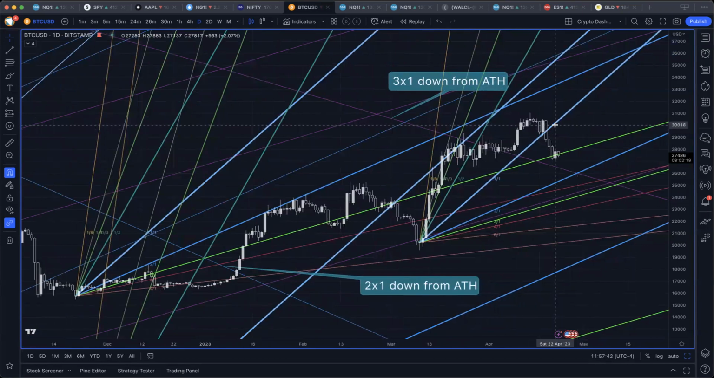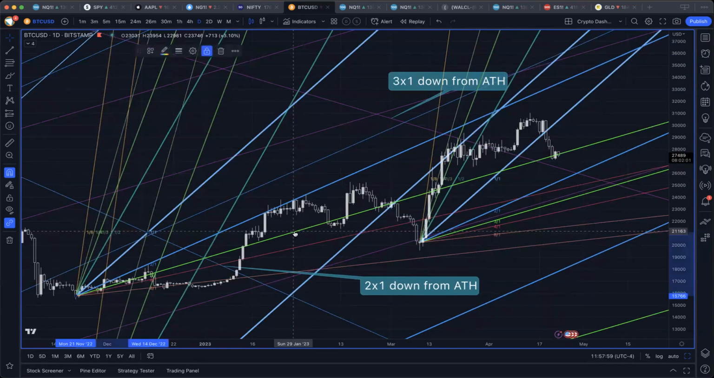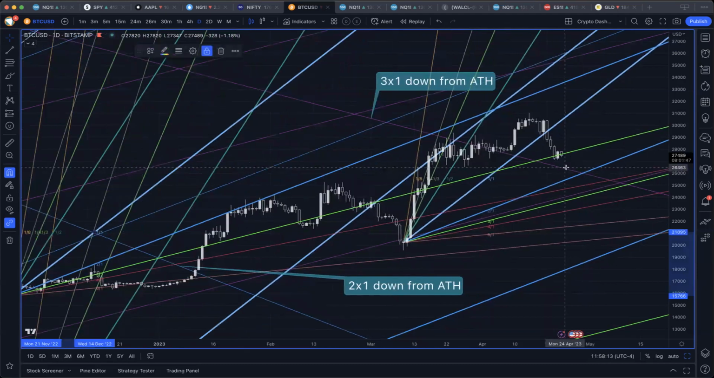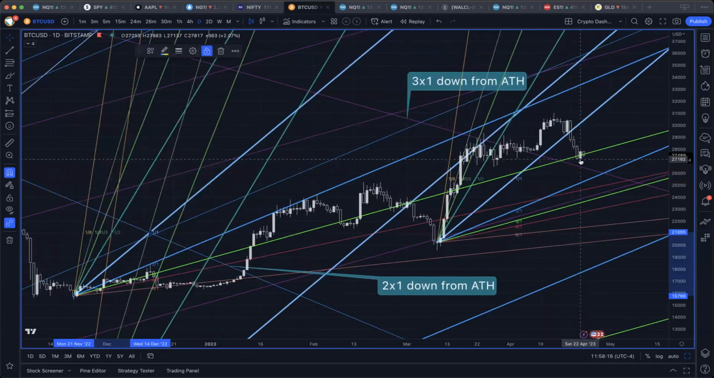However, it is slightly below the 1x1. We lost the 1x1 this week on this week's drop, and that's coming up from Friday, March 10th. However, we're still holding strong on this green Gann fan here, which is the 3x1. So this 3x1 is supporting price. And certainly we're still in an uptrend, and we're just experiencing a correction here.